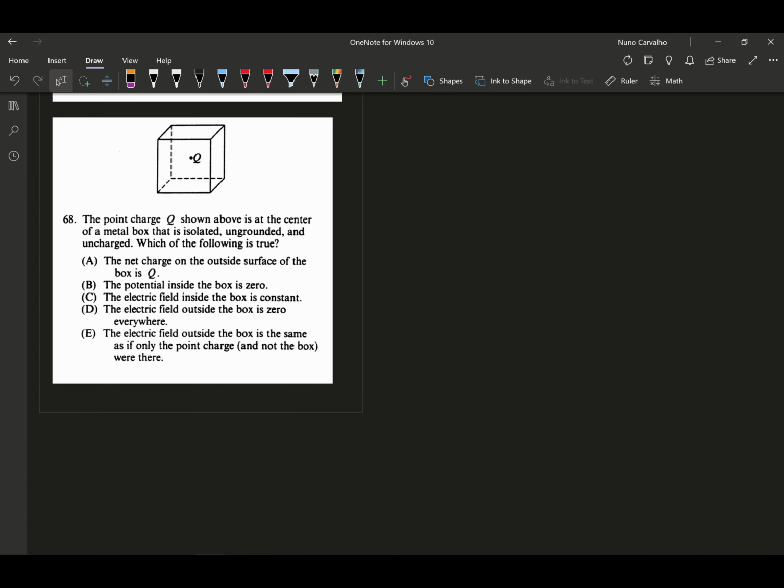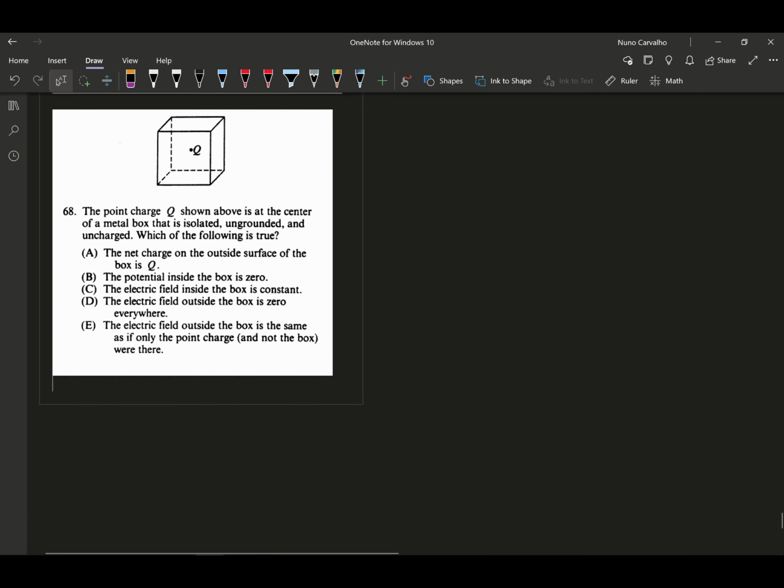Number 68, we are asked that a point charge Q, shown above, is at the center of a metal box that is isolated, ungrounded, and uncharged. And we're asked which of these statements is going to be true. I'm going to work backwards from E all the way to A, and you'll see why very soon. So starting with statement E, we are told that the electric field outside the box is the same as if it was only a point charge and the box was not there.